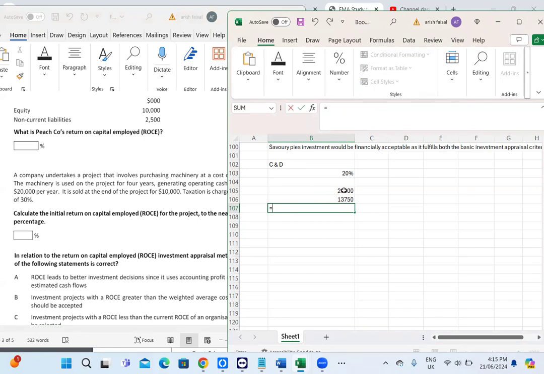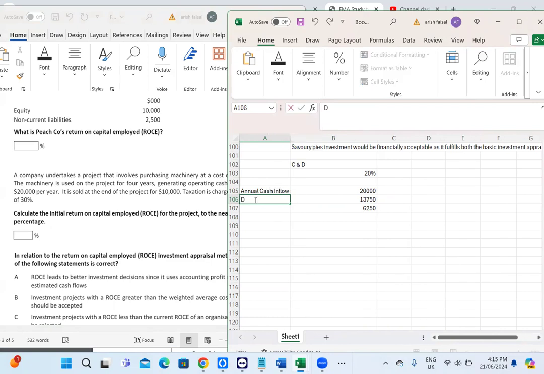So the profit would be 20,000 minus 13,750. That's your PBIT for 1 year. I'll just write down the names of it also. This 20,000 was basically the annual cash inflow, and 13,750 was your depreciation per annum. If you deduct, you will get your profit before interest and tax. And that's what we are basically going to use for the ROC calculation.